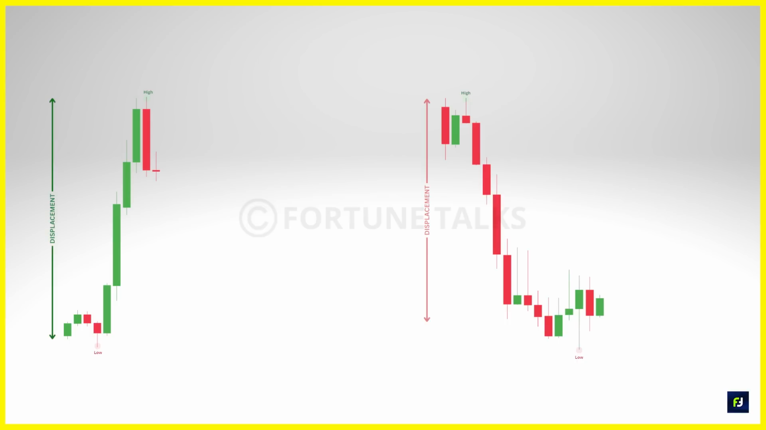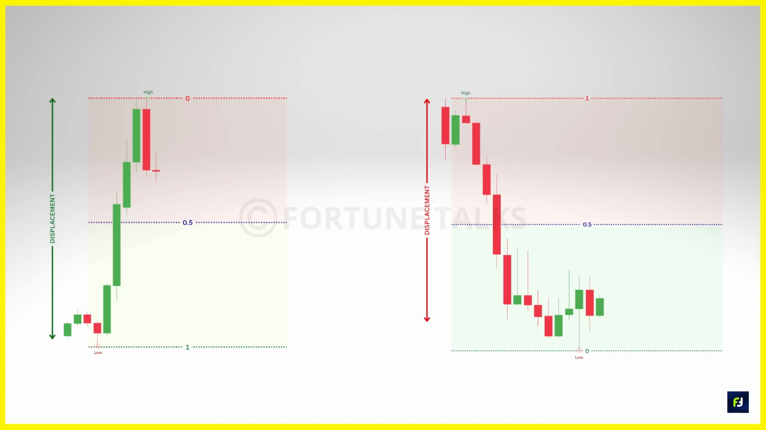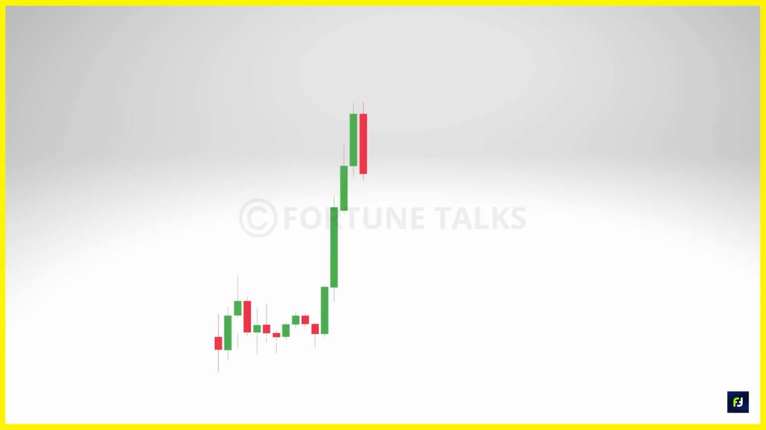Just identify a displacement move such as this in prices, then connect the lowest and highest points in the displacement move with a Fibonacci tool. By doing so, you can get an idea about the premium and discount areas within the displacement ranges. Let us understand this with the help of a bullish displacement range.